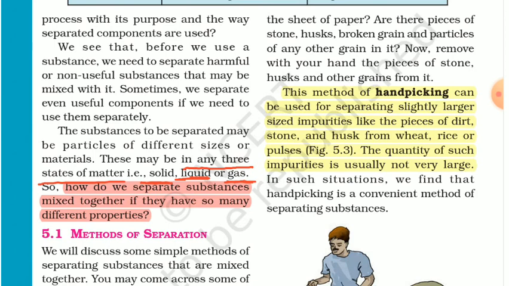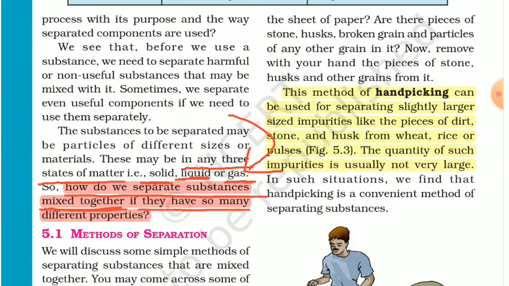So for breathing, what do we need? Oxygen. So oxygen comes under what? Gas. So I hope that you have completely understood the difference between solid, liquid and gas. So the question arises: how do we separate substances mixed together? If the substances are mixed together, how do we separate them?